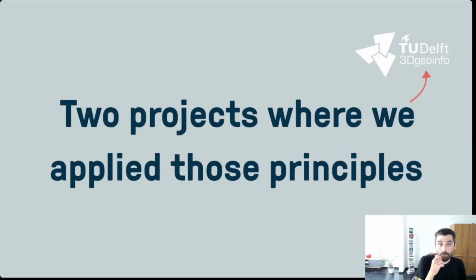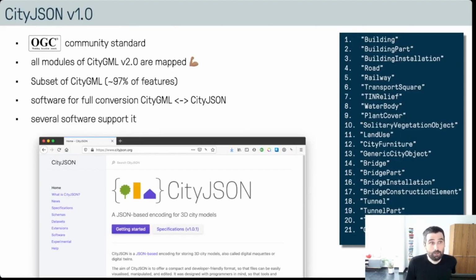Now, for the last 10 minutes or so, I'm going to speak about two projects in my research group, the 3D Geoinformation group at TU Delft, where we basically applied those principles. We started a few years ago, as I said, teaching to students that looked at me, but it's too complex, which really made me think about how can I do it better. So 3 years ago, I started with some colleagues and also with the help of students in the lab, testing ideas to develop CityJSON.